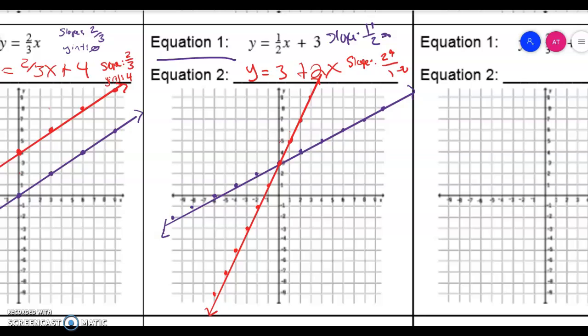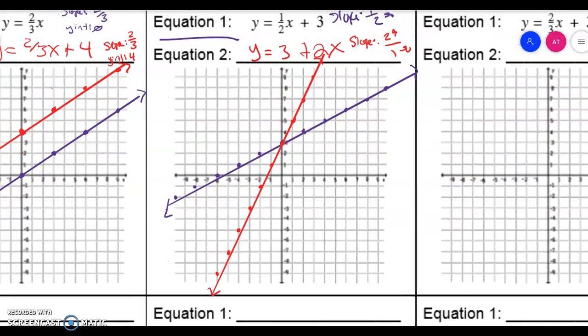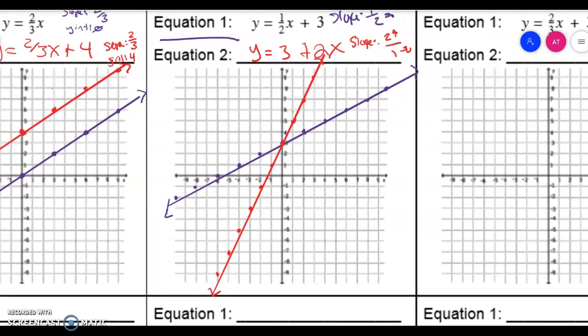Alright, so here is part 2 for you of our notes. So what we left off on was the B2 problem, and we were saying that these intercept at 0, 3. So what we're going to do is look at our C column, the second one.